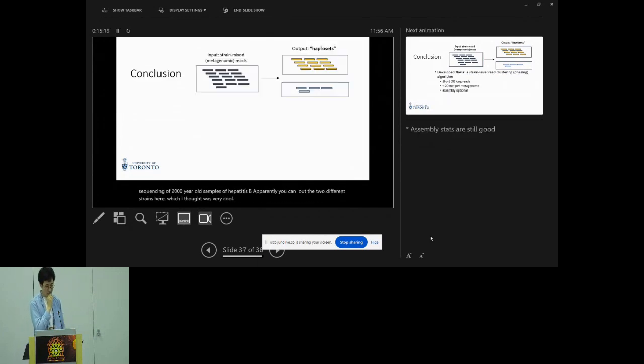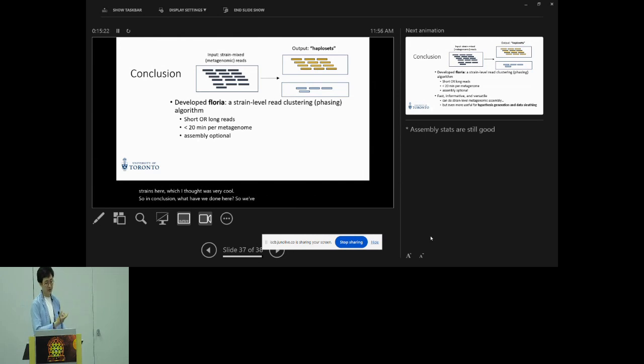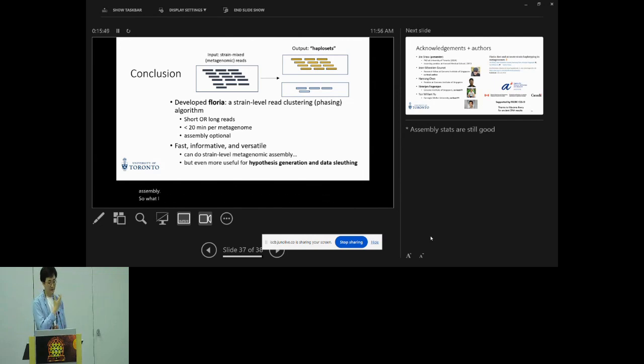So in conclusion, what have we done here? We've introduced this algorithm, Floria. It's a strain-level read clustering algorithm. That's essentially at the heart of it, a strain-level read clustering algorithm using SNPs. And we've also integrated it into a pipeline. It works on short or long reads. That longitudinal example with strain tracking used only short reads. It takes less than 20 minutes per metagenome, and variant calling becomes the bottleneck in this case. And you don't have to assemble things. You can track things without assembly. So what I think is interesting about Floria is that it's incredibly versatile and fast.